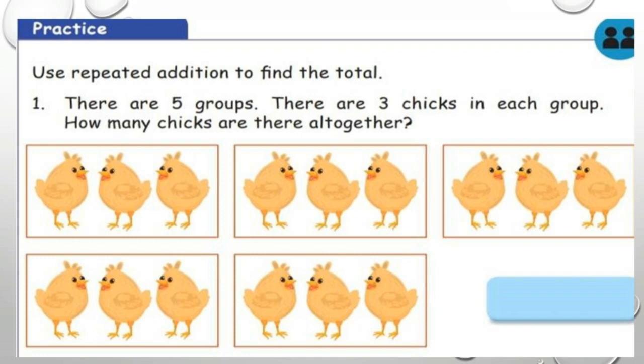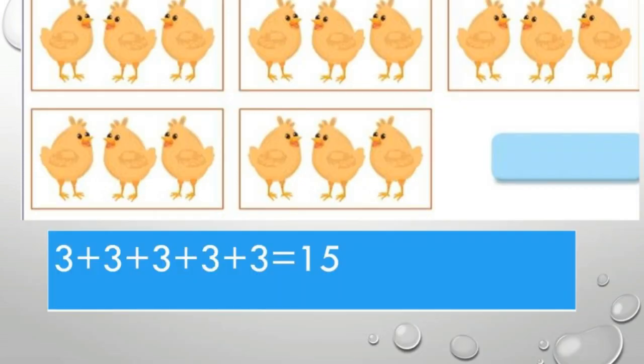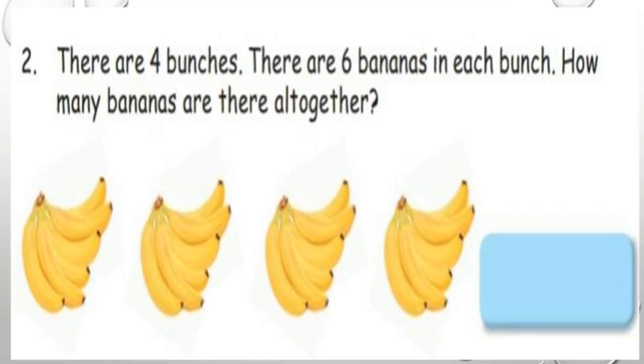Let us practice some sums. Use repeated addition to find the total. There are 5 groups. There are 3 chicks in each group. Now you have to find how many chicks there are altogether. So there are 5 groups and 3 chicks in each group. You have to add repeatedly: 3 plus 3 plus 3 plus 3 plus 3. So 5 groups, no? So 5 times 3. Totally 15 chicks.